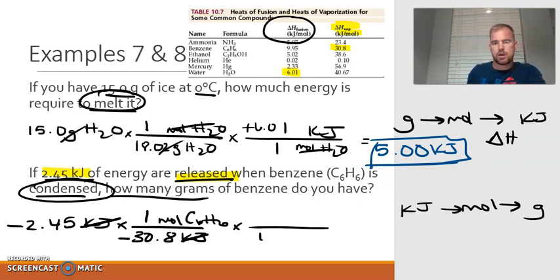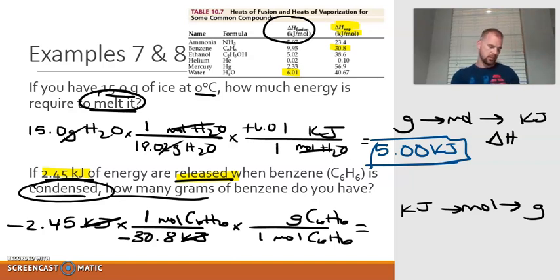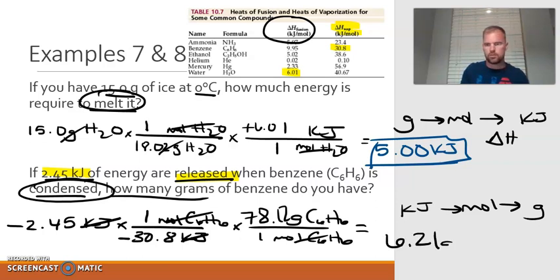And now, I don't want to know moles of benzene. I want to know grams of benzene. So we need to figure out the molar mass there. So let's see. 12.01 times 6 plus the 6 hydrogens. The molar mass is about 78.12. Alright, so that'll make the moles cancel. And so let's figure out what that's going to be. Negative 2.45 times my molar mass of 78.12 and then divided by negative 30.8. With 3 sig figs, it looks like 6.21 grams. 6.21 grams of benzene would be my answer there.